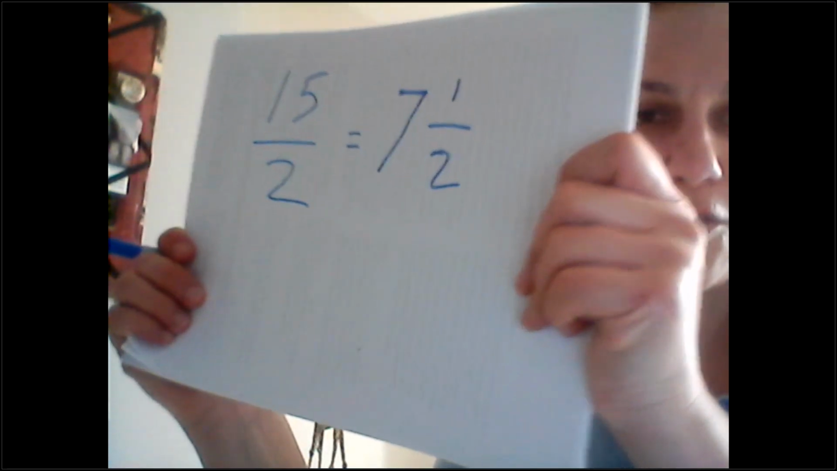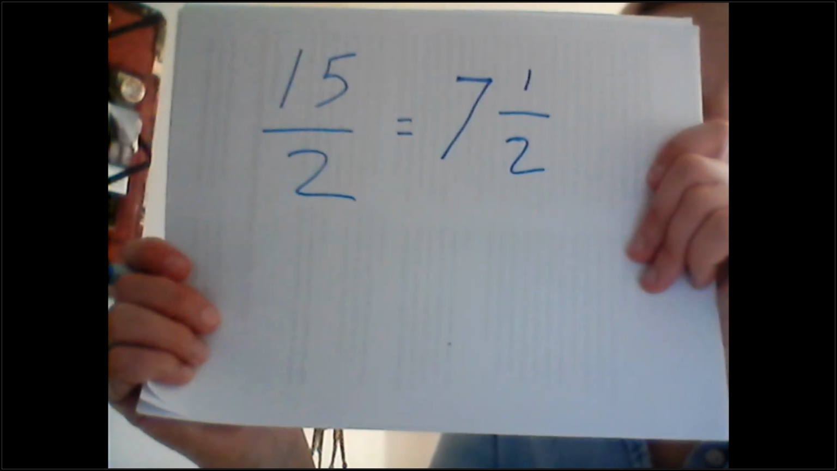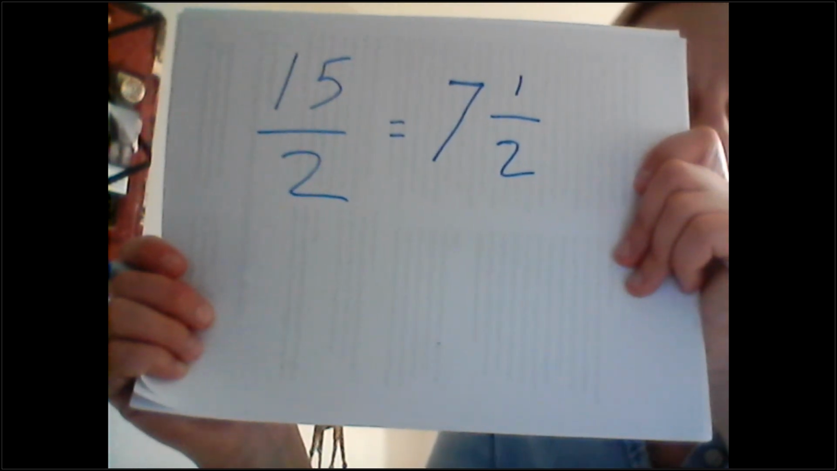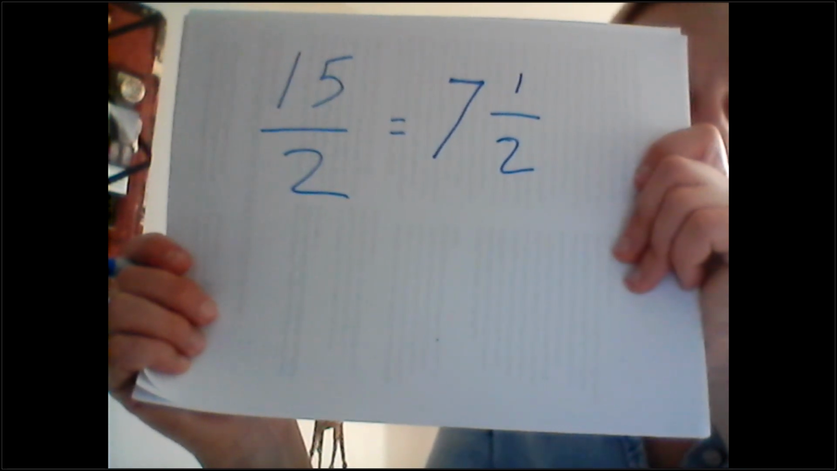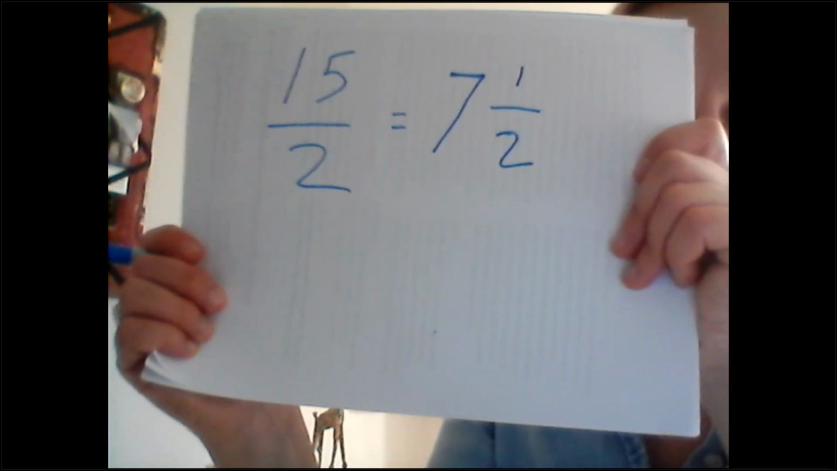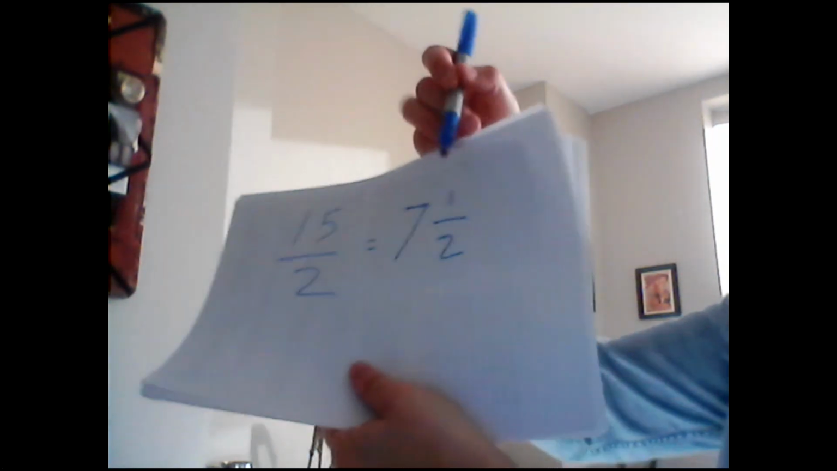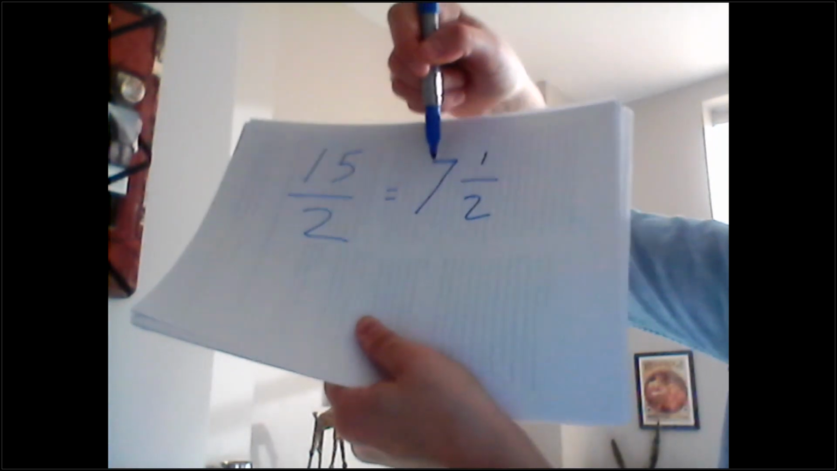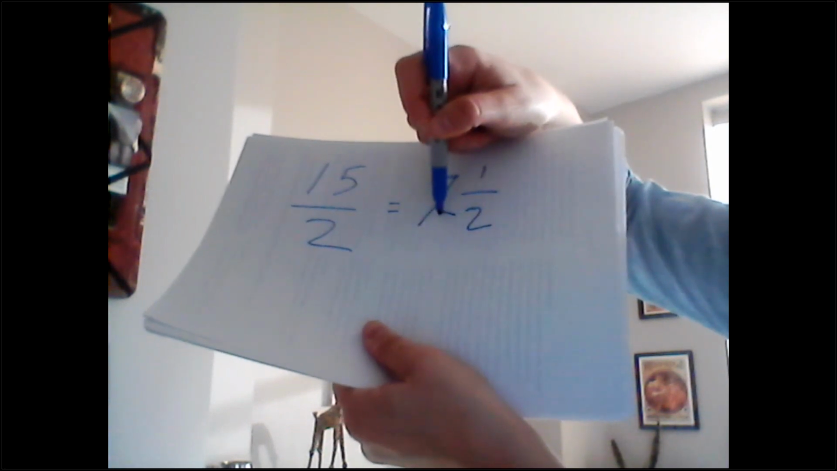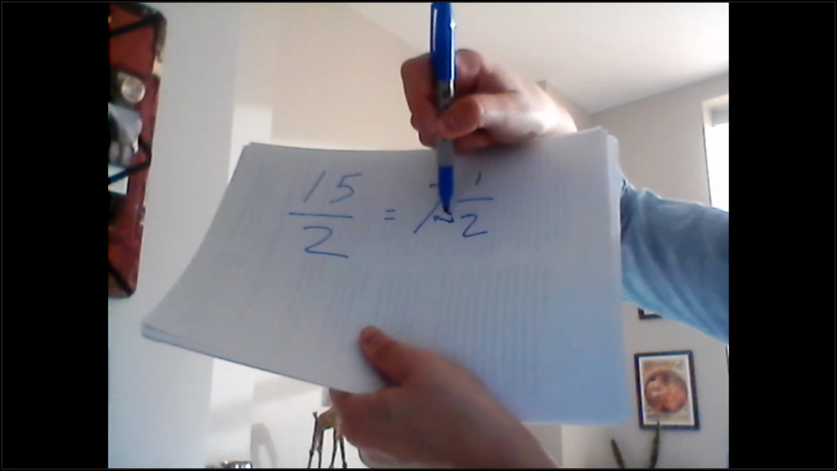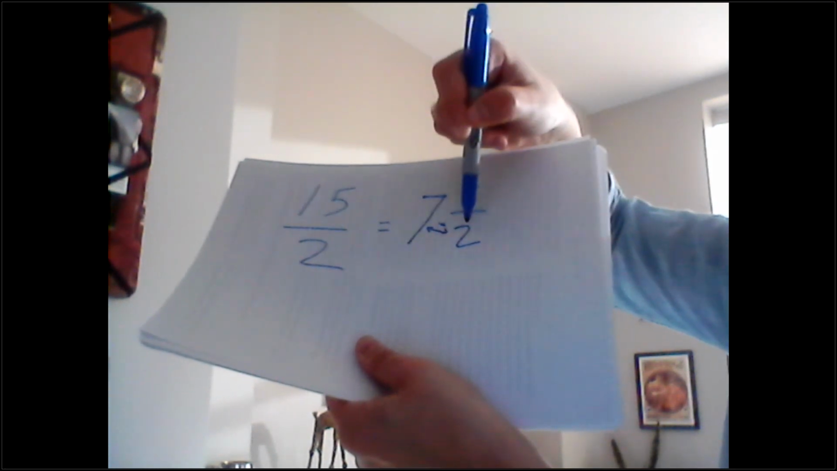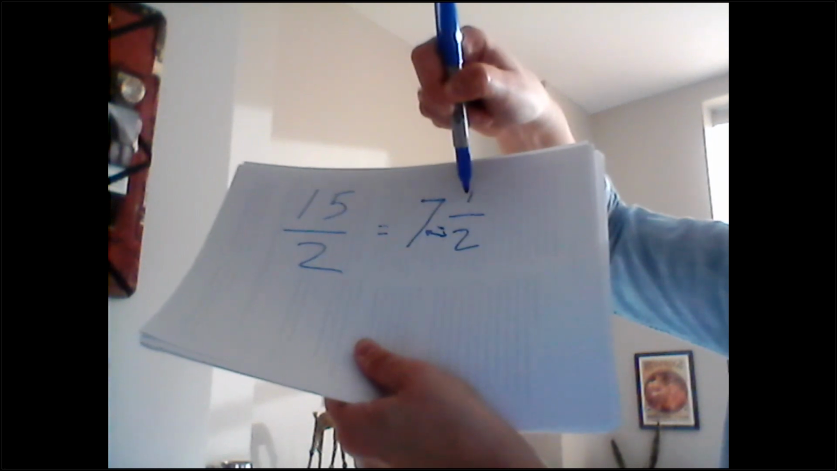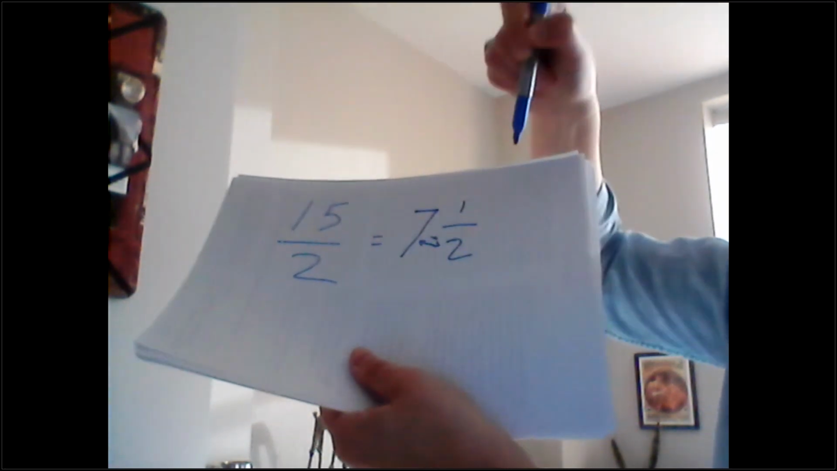So 15 over 2 is the same thing, when I change it from an improper fraction to a mixed number, as 7 and 1/2. Now, if I want to check my math to see if I did this correctly, in order to change this mixed number back into an improper fraction, I take the 2 and the 7 and I multiply and I add 1. So 2 times 7 is 14 plus 1 is 15 over 2.